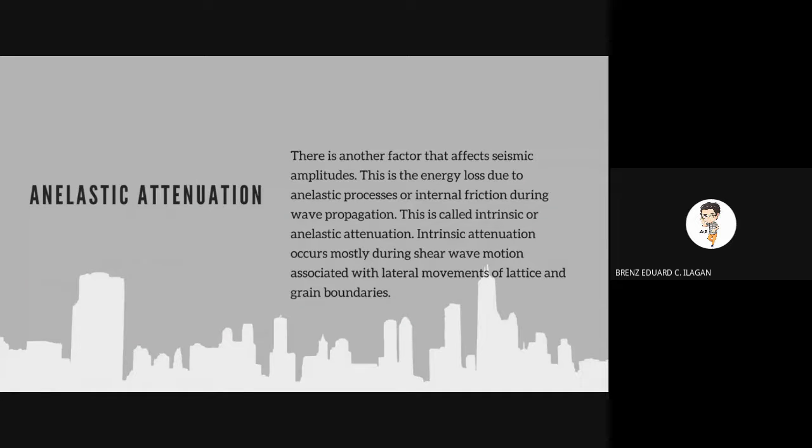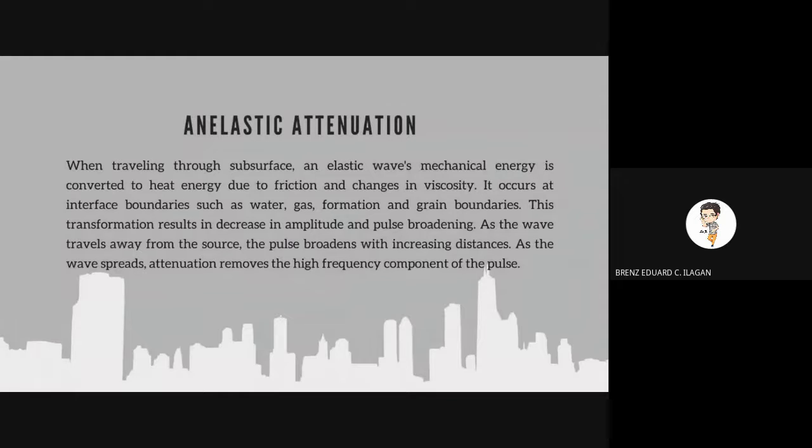Anelastic attenuation. There is another factor that affects seismic amplitudes. This is the energy loss due to anelastic processes or internal friction during wave propagation. This is called anelastic attenuation. Attenuation occurs mostly during shear wave motion associated with lateral movements of lattice and grain boundaries. When traveling through the subsurface, the anelastic waves' mechanical energy is converted to heat energy due to friction and changes in viscosity. It occurs at interface boundaries such as water, gas, formation, and grain boundaries.